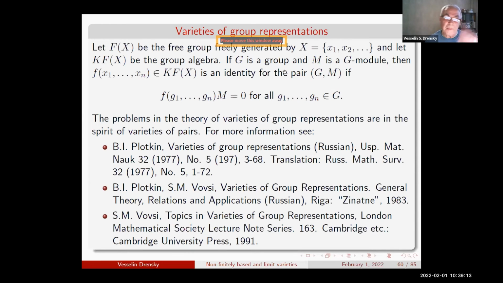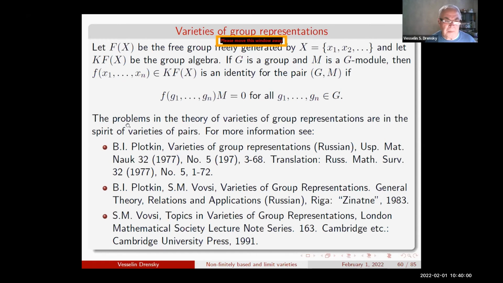Probably when you consider varieties of weak polynomial identities, it is natural to consider also varieties of group representations. So you start with the free group, and you consider the group algebra over a field. So if you have a group G and you have a G-module, then you say that you have an identity in the pair GM, where G is the group, M is the module. If you take this polynomial and you replace the elements by elements from the group, acting on M, this goes to 0.